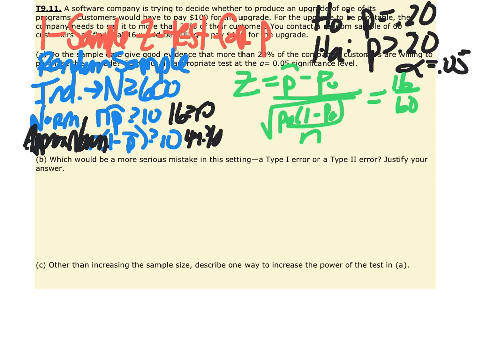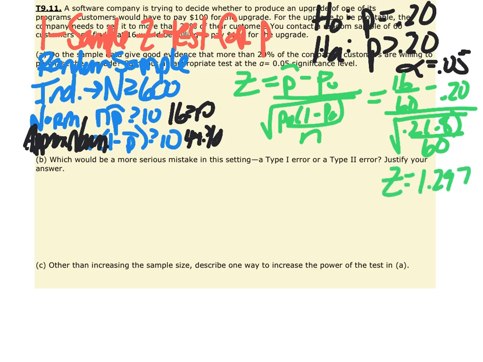P hat is going to be 16 over 60. P naught in this case is our 20%. And then if we put this into the formula for the standard error part, our p naught is 0.2, 1 minus 0.2 is 0.8, and that again is going to be over 60. This will end up getting us a z-score of 1.297.